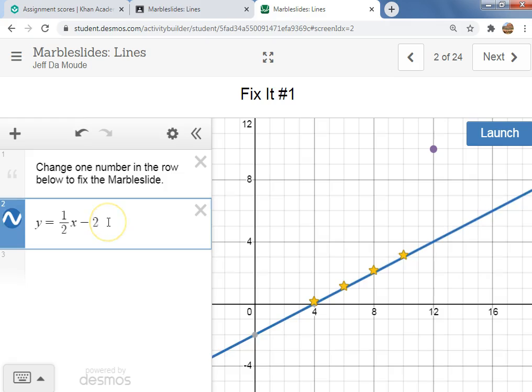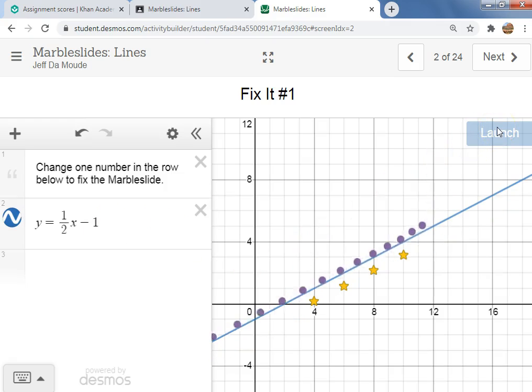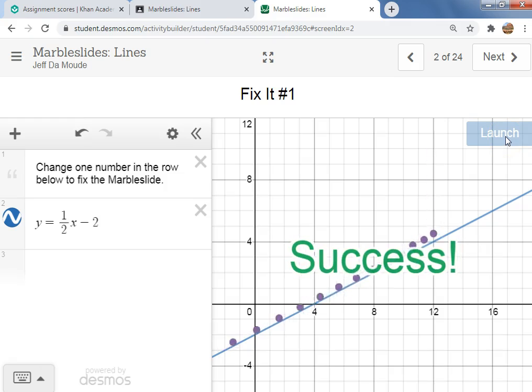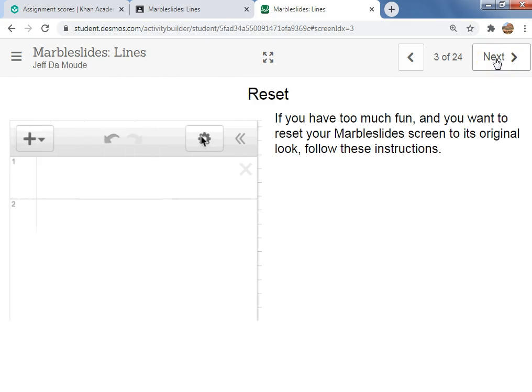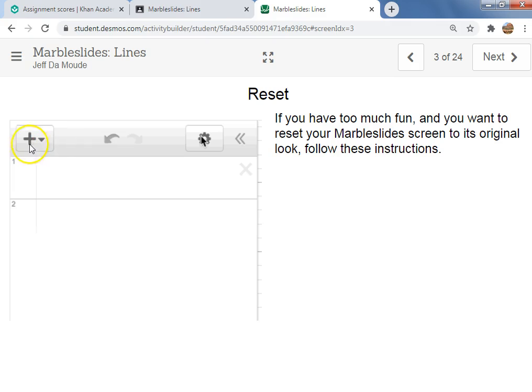Now if it's a little bit too high, you'll notice that the marble will not hit the stars. So we're trying to get these marbles to hit the stars. Alright? So if you look at the next one, it says if you have too much fun and you want to reset your marble slides to its original screen, you hit the little gear symbol and then you hit reset. So that's really helpful, okay?